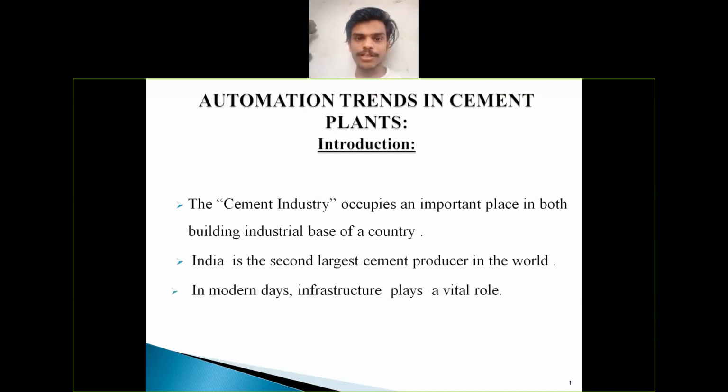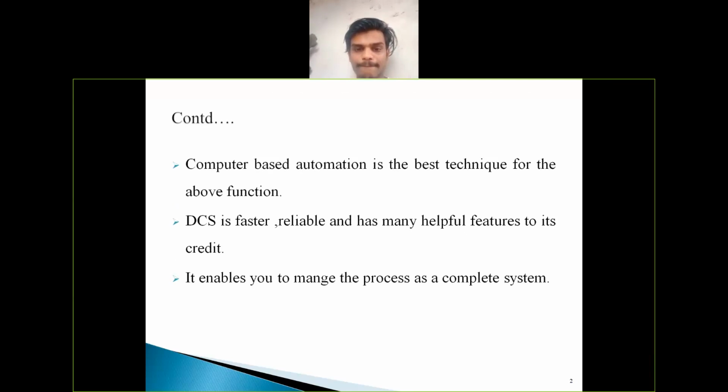Automation trends in cement plants: introduction. The cement industry occupies an important place in both the building and industrial base of the country. India is the second largest cement producer in the world. In modern days, infrastructure plays a vital role. Next slide. Computer-based automation is the best technique for the above function. DCS is faster, reliable, and has many helpful features to its credit. It enables you to manage the process of the complete system. Next slide.